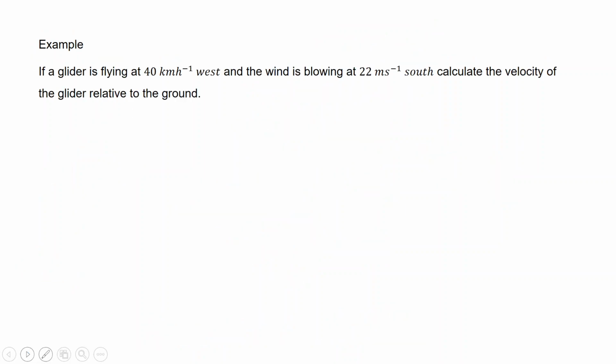All right, here we go. A glider is flying at 40 kilometers per hour west, and the wind is blowing at 22 meters per second south. Calculate the velocity. We've got different units, which is annoying. We're going to have to convert one. So velocity is really speed with a direction. And here we've got two different speeds.